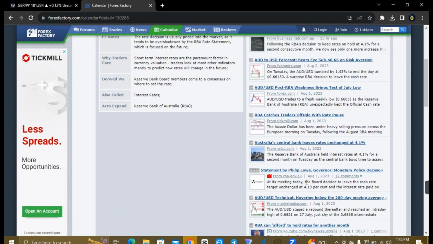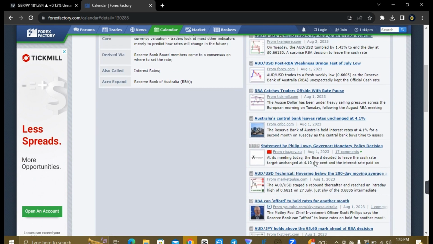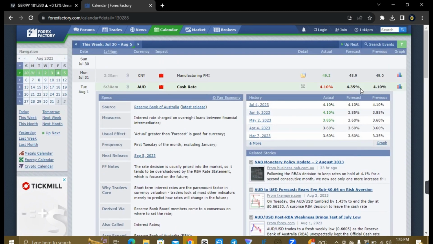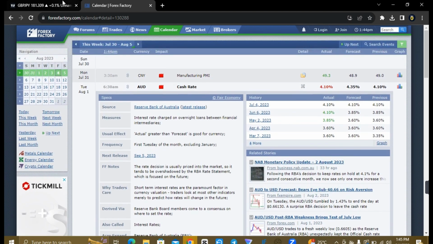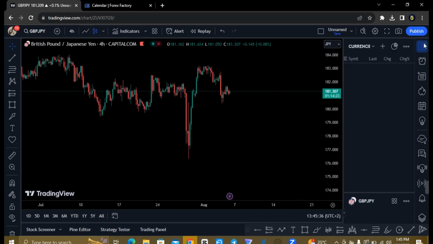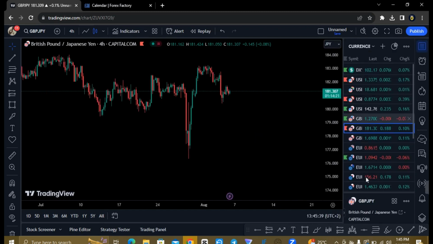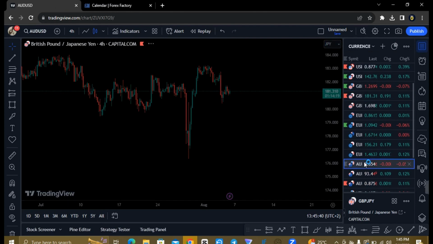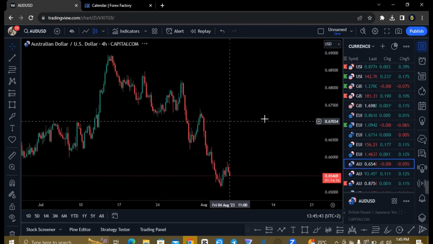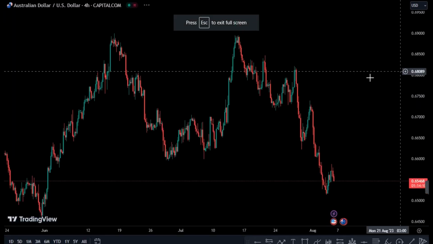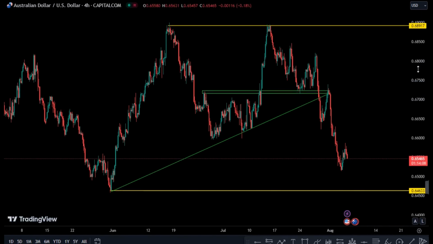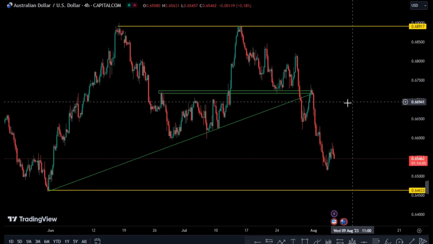So as much as people were anticipating that, okay, they're going to hike with another 0.25 basis points, it ended up holding those. And when we go to our charts, okay, now let's go to the technical. Okay, so by the time that AUD USD sank as a result of the interest rates, it was around this area.